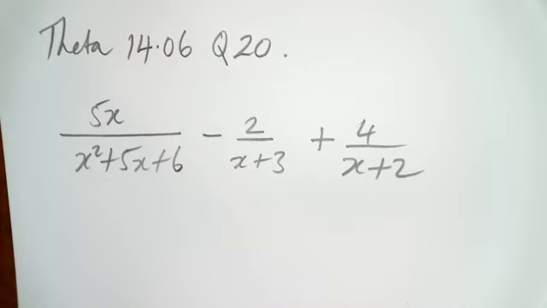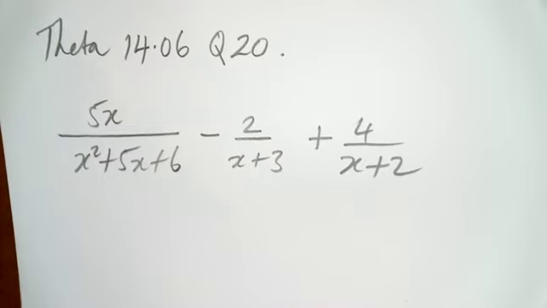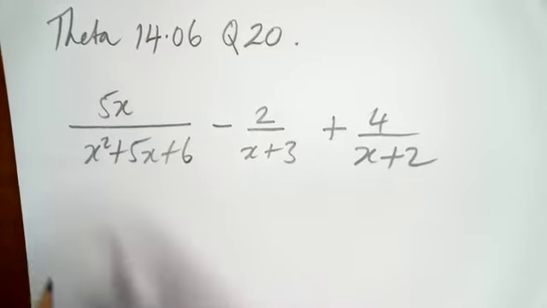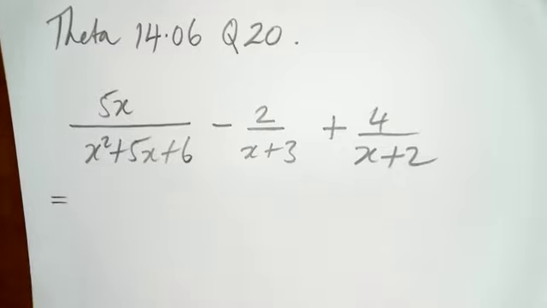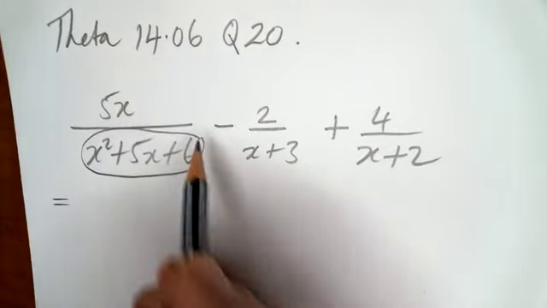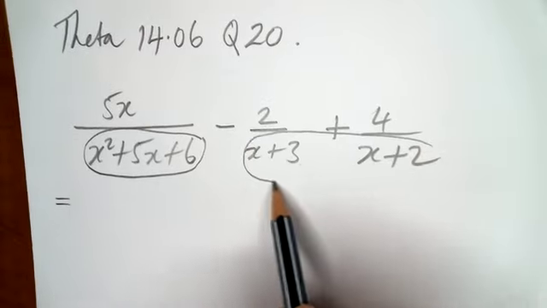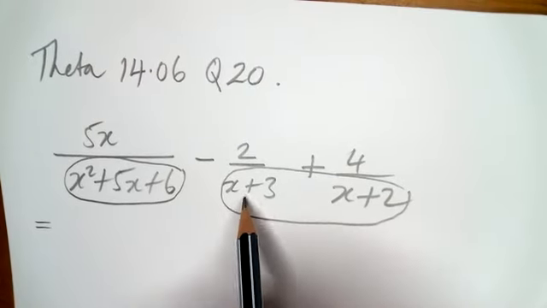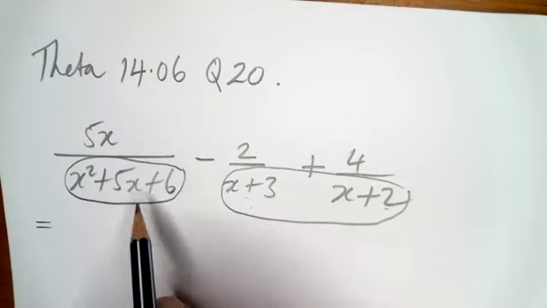All right, I've been asked to have a look at Theta 14.06, question 20. This is an algebraic fraction. We're to simplify it. And I'm already noticing some really useful features that are going to make our lives a little bit more simple. The denominator here is the same as the combined denominators here. By that I mean, if you were to multiply these two together, you'd get this.